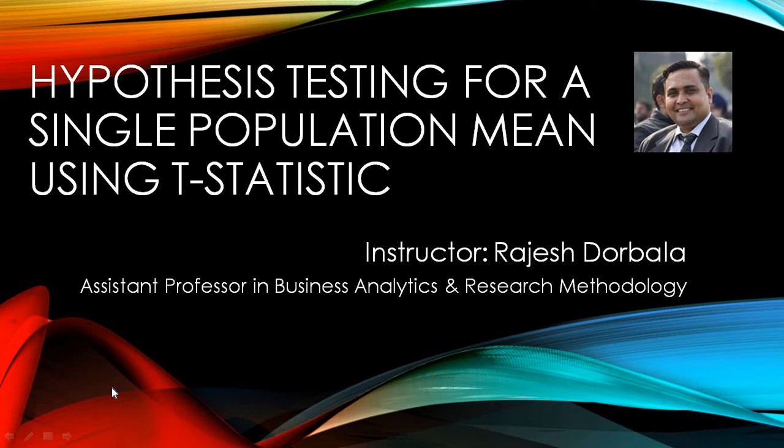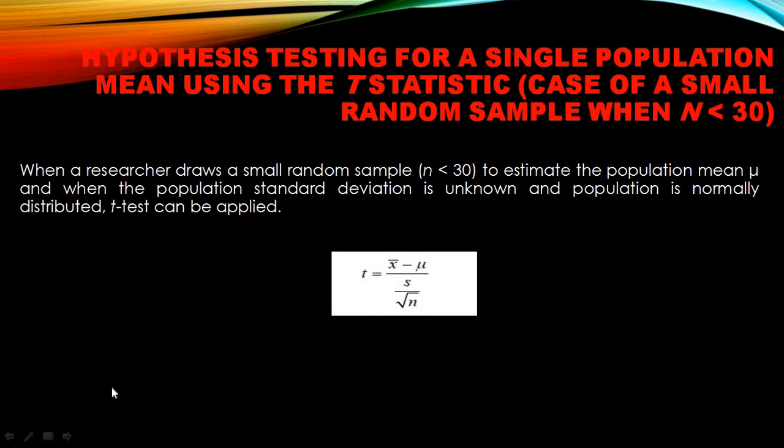So what are we going to do today? That's quite simple. We are going to study hypothesis testing for a single population using the T-Statistic, in the case of a small random sample, when the sample size is less than 30. There are certain conditions, prerequisites to be fulfilled.